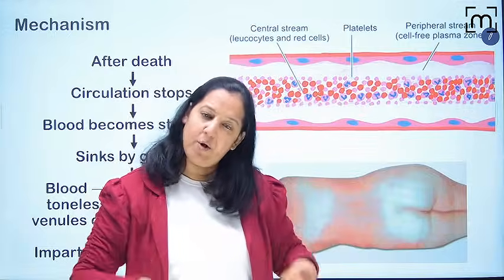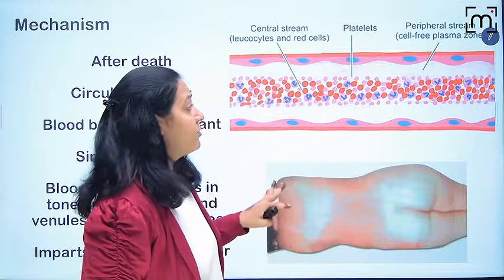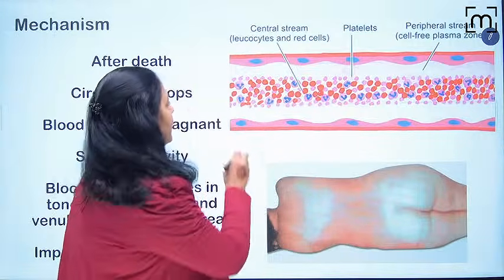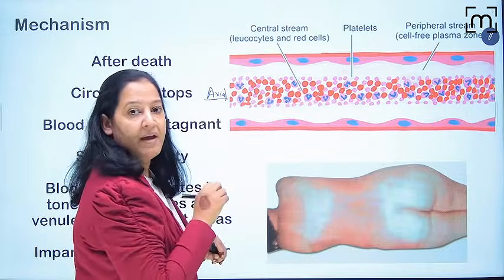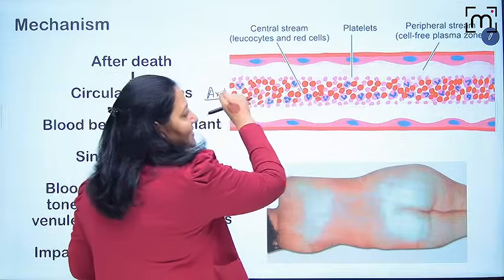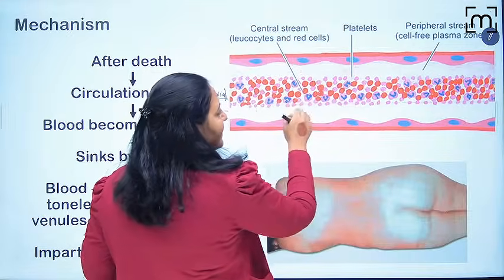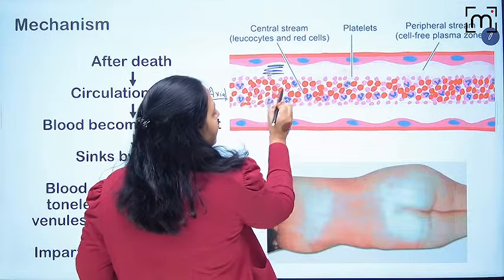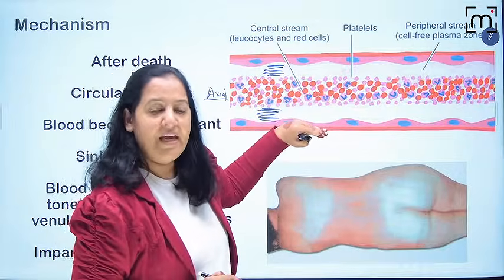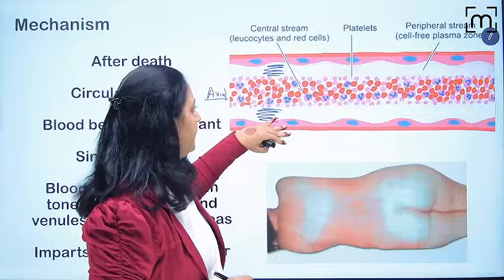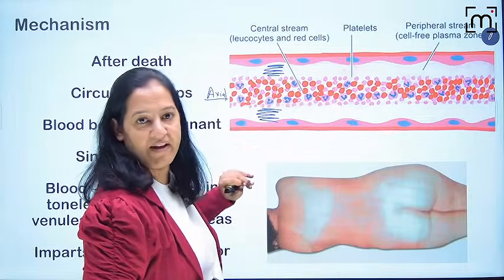In the human body, in all the blood vessels, the blood flows axially. This is known as axial blood flow. What do you mean by axial blood flow? So this is the blood vessel. The blood flows at the center of the blood vessel. In the periphery, there is plasma. This is all plasma. The blood is traveling at the center. RBC, WBC, and platelets, all the cells are traveling at the center.